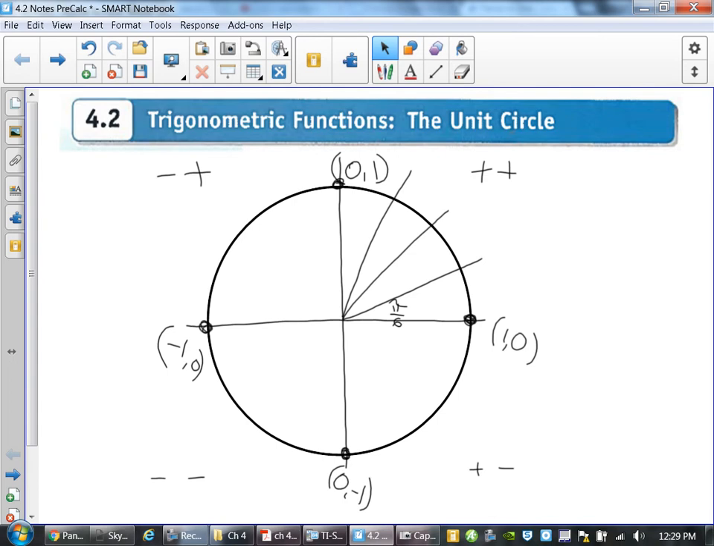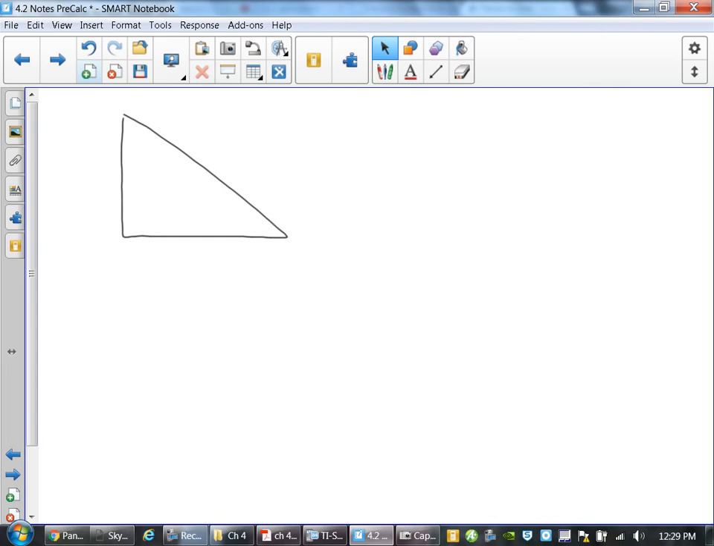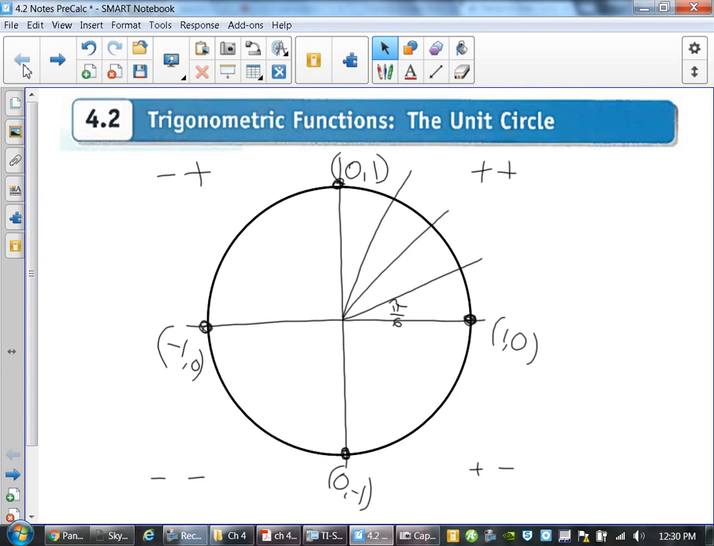We worked with a 30, 60, 90. We knew that in a 30, 60, 90, the ratios of the sides was 1, root 3, and 2. Now, as you go through them, the ordered pairs work real nice in the unit circle. Your X values and your Y values correspond to cosine and sine. The X coordinate on the unit circle is the cosine value for that radian. Same thing with the Y value. The Y value would be the sine value.